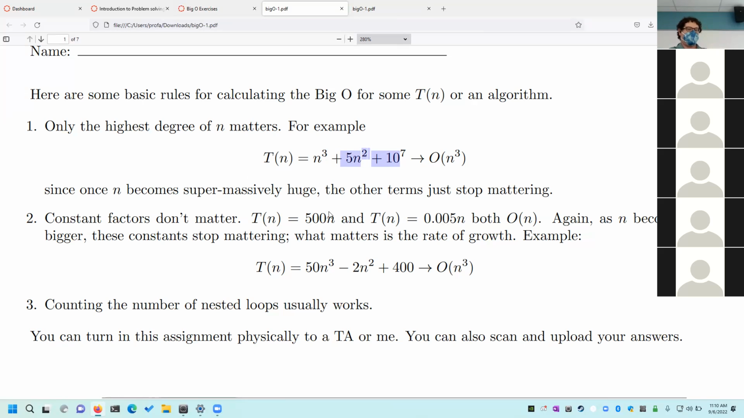Okay, constant factors don't matter. In other words, there's no difference between T of n equal to 500n or 5,000n. They're both O of n. They're both linear. They have a linear relationship. So we just say O of n. Now, when you're optimizing, obviously you want the smaller constant, but when we're just trying to figure out what our algorithm is, then we just care about the order of magnitude.